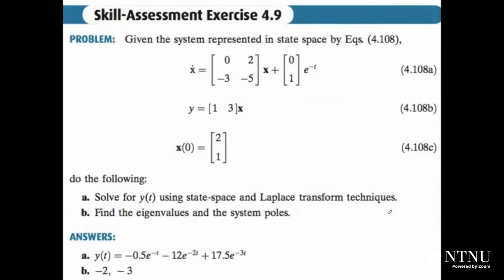Okay, so now we will do it with another system. You have this skill assessment exercise, x dot equals Ax plus Bu, the same input also, exponential minus t, y equals Cx, x0. Solve for y of t using state space and the Laplace transform techniques. This one should be much easier.